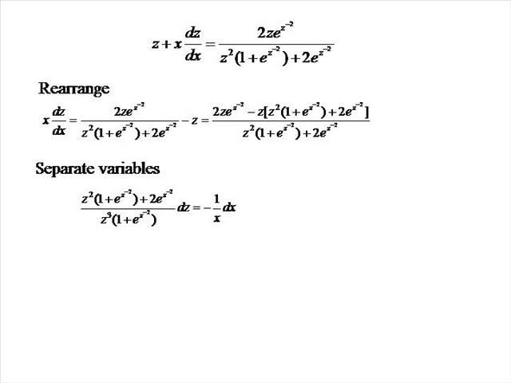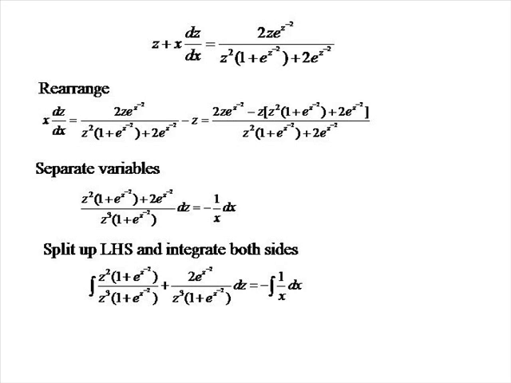So we end up with a z squared, 1 plus e to the power of z to the minus 2 plus 2e to the z to the minus 2 all over z cubed, 1 plus e to the z to the power minus 2 dz on the left hand side, and minus 1 over x dx on the right hand side. We're now going to split up this left hand side and integrate both sides.